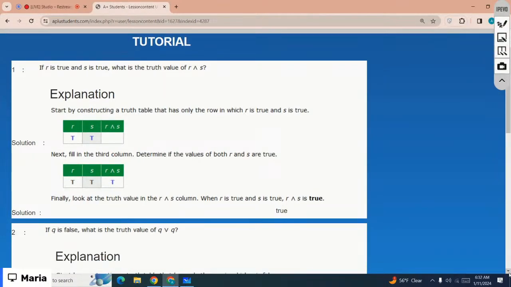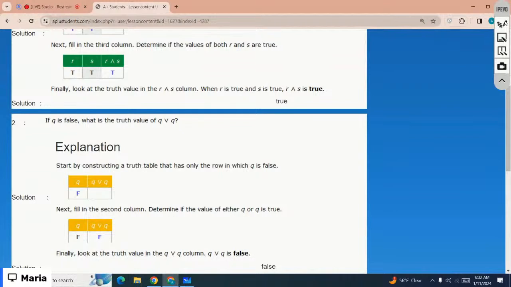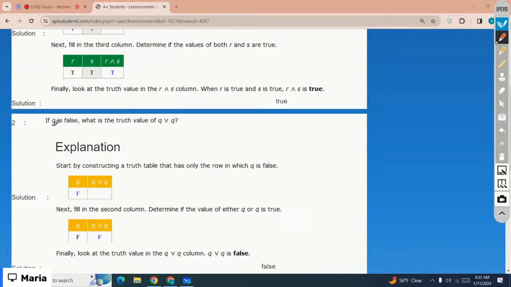The second one is, if Q is false, what is the truth value of Q or Q? That is for or, right? So Q or Q is false, because Q is false. So Q or Q is also false. The correct option is false.